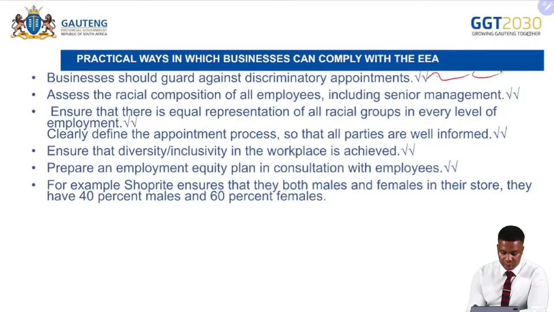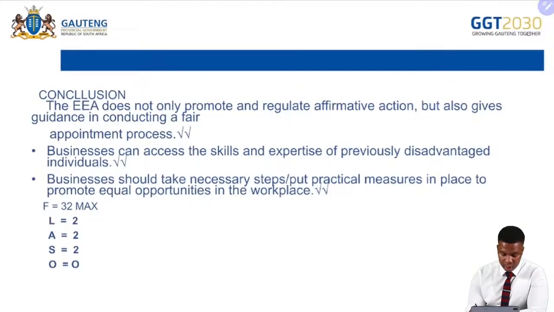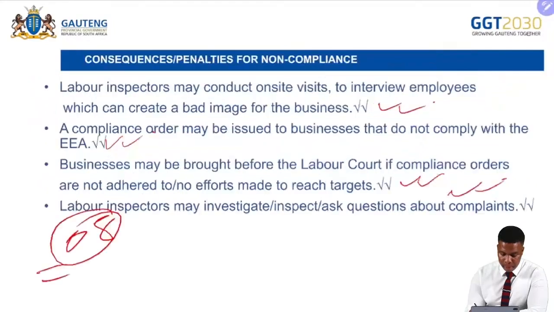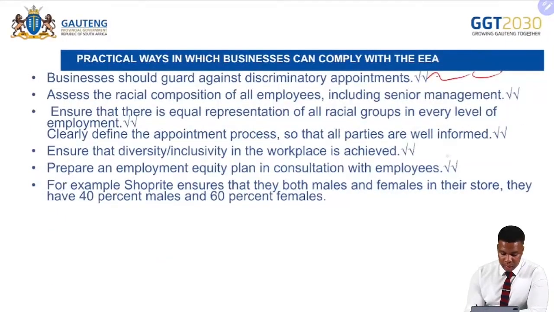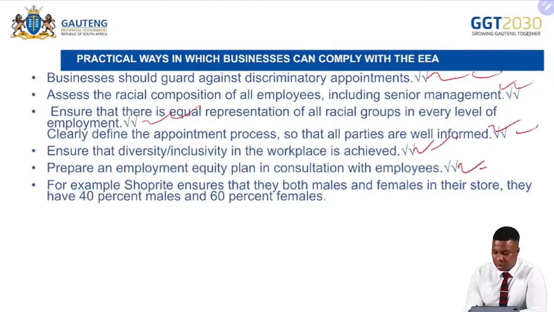Again, 2 marks for that because businesses should guard against discriminatory appointments, and then assess the racial composition of all employees, including senior management, 2, and then ensure that there is equal representation, 2 marks. Clearly define processes, 2 as well. Ensure that diversity or inclusivity in the workplace is achieved, 2. Prepare an employment equity plan in consultation with employees, 2, and then you'd get 2, 4, 6, 8, and 12 for that.